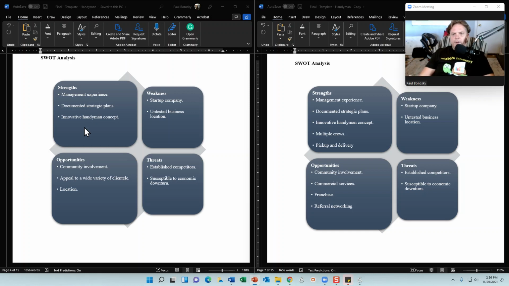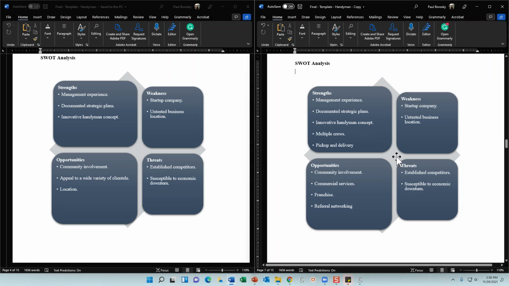But what you can do is go ahead and update this information. To the right here is an updated SWOT analysis with additional information in regards to a handyman company. I do use a handyman company for this example. However, the strategies that I'm going to show you, the thought processes to update it, are similar regardless of industry. All right, with that said, let's go ahead and make a little bit of changes here.